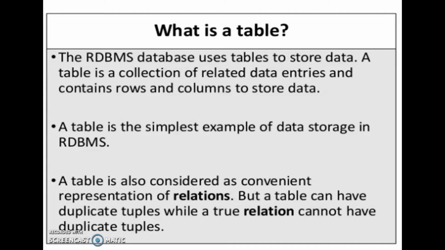A table is also considered as a convenient representation of relations. A table is also known as relations. A table can have duplicate tuples. Tuples means records or rows, while a true relation cannot have duplicate tuples.